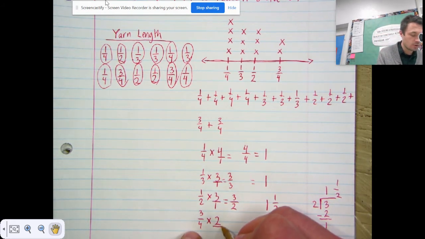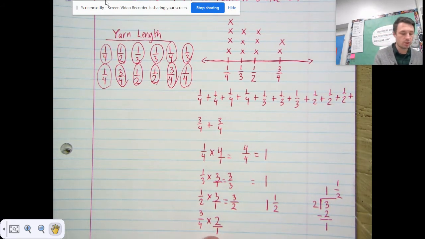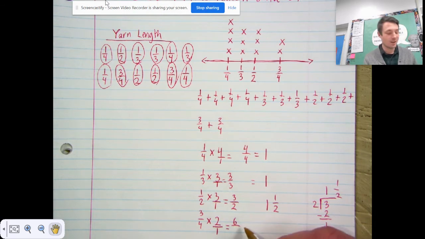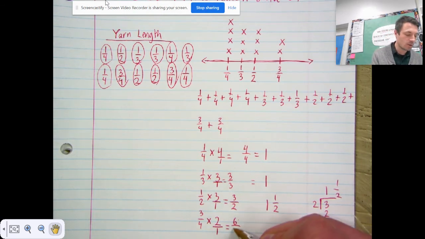Next, 3/4 times 2. Give the whole number a denominator of 1. 3 times 2 is 6. I'm sorry, I had the right answer, but 3 times 2 is 6. 4 times 1 is 4.